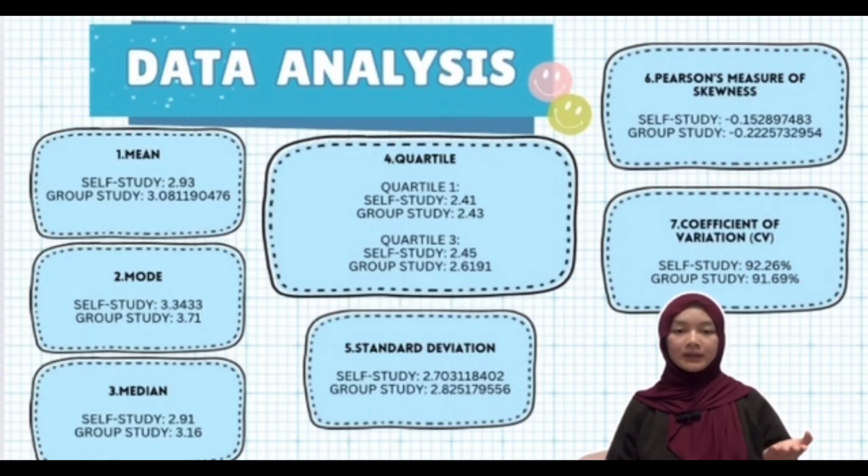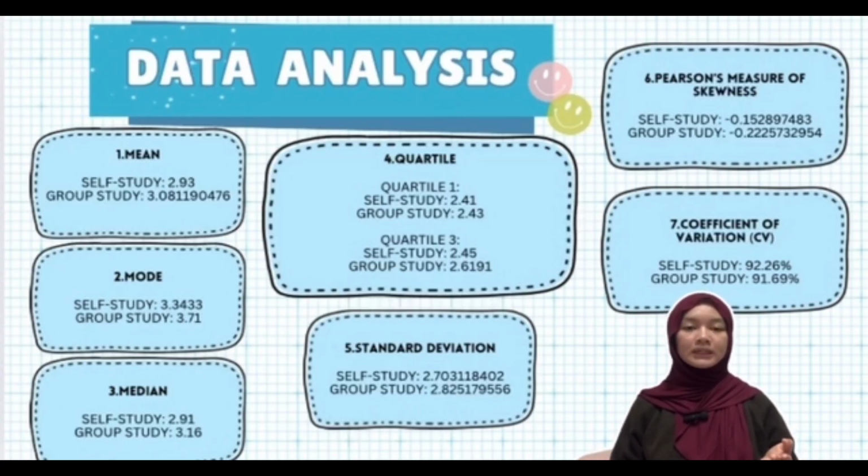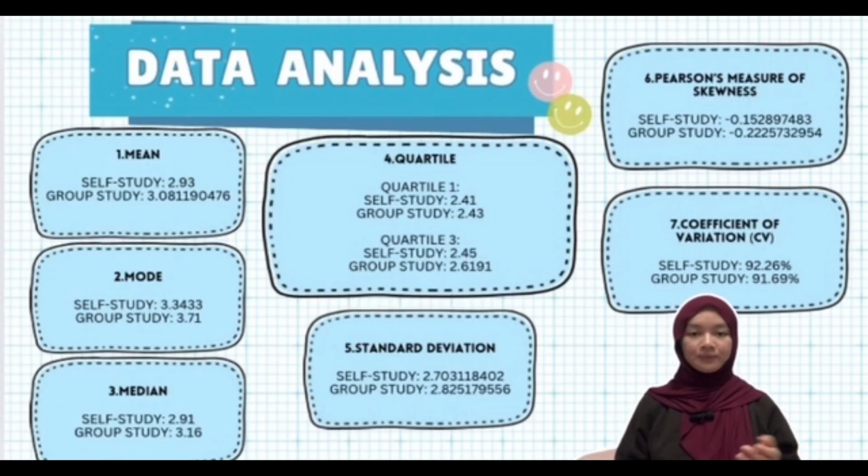For quartile 1, self-study is 2.41, while group study is 2.43. And for quartile 3, self-study is 2.45, while group study is 2.61. For standard deviation, self-study is 2.70, while group study is 2.82. So, group study is higher than self-study.